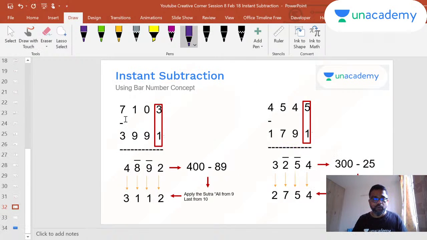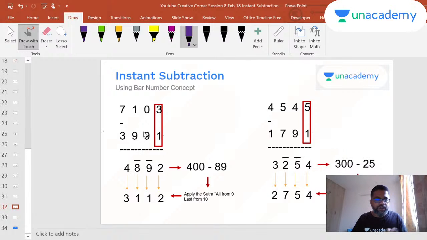Look at this example more now, right? 7103 minus 3991. So 1 minus 3, 3 minus 1 here is a direct 2, right? There's nothing to worry about here. Directly you subtract. 9 minus 0 is a 9, bar 9. 9 minus 1 is a 8.